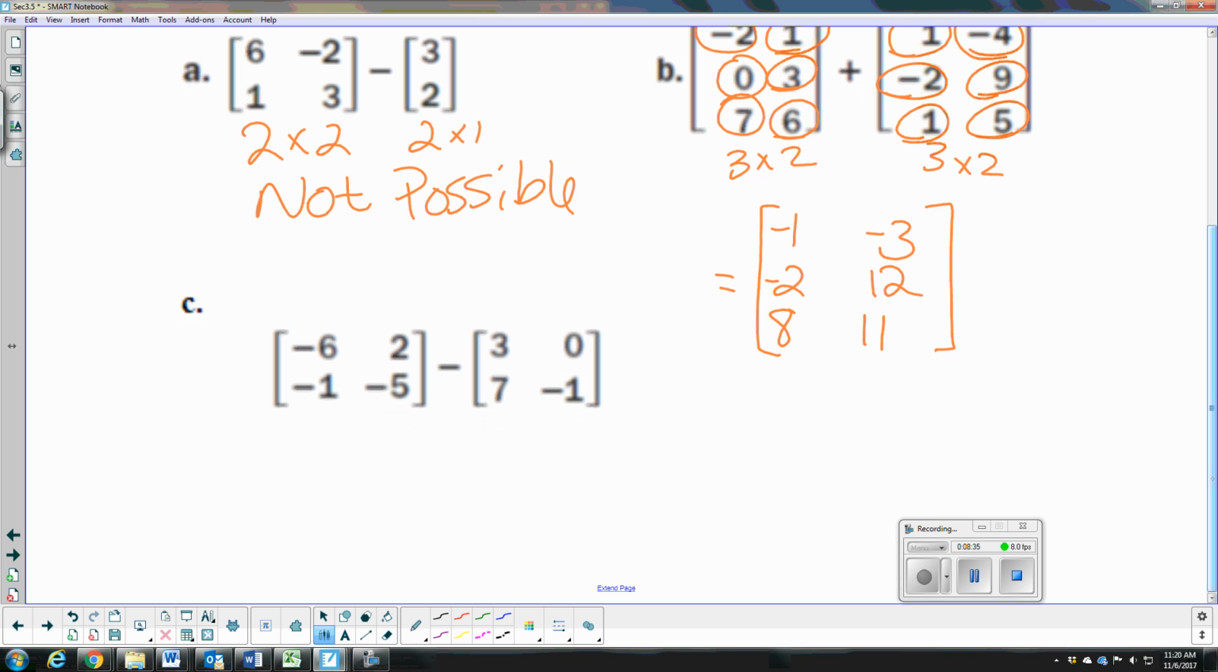So try this next one on your own and pause the video while you work, and you can unpause for the solution.